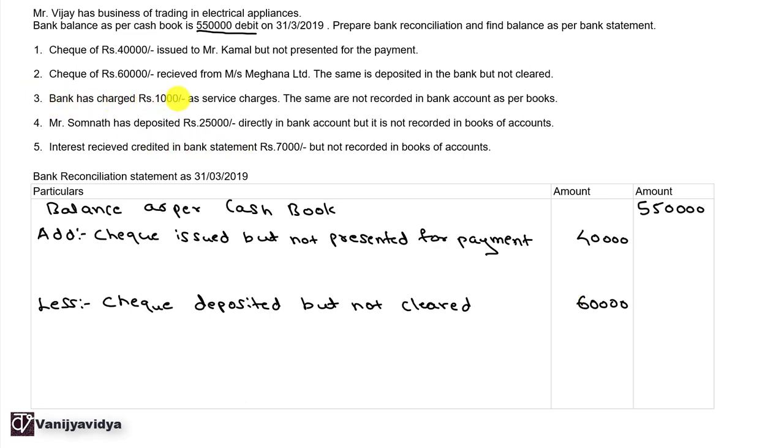Bank has charged rupees 1,000 as service charges. The same is not recorded in the bank account as per books. So bank has charged 1,000 rupees, so it appears in our bank statement, or we can call it passbook. But the same is not recorded in the cash book, that is, bank account as per books. Let's prepare a working note for this.